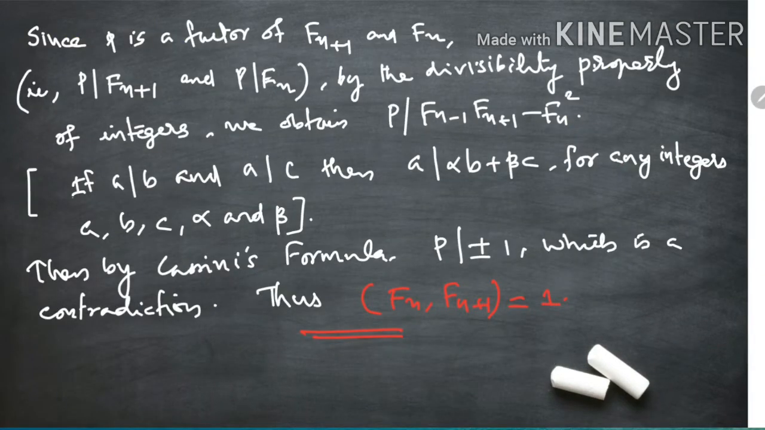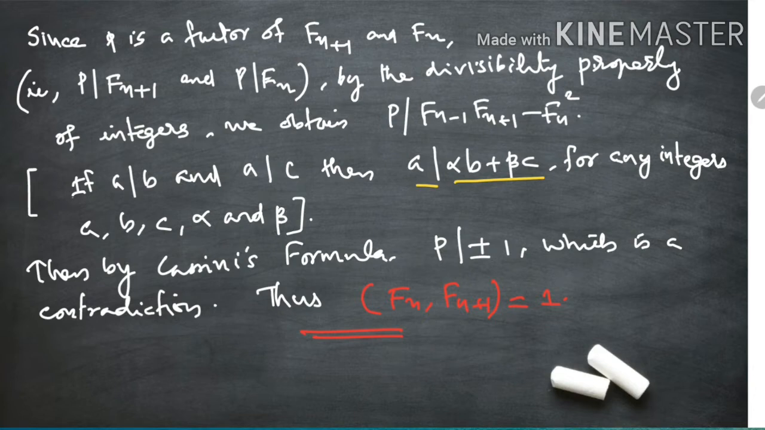Then we know that P is a common divisor of Fn and Fn plus 1. That means P divides Fn and P divides Fn plus 1. Then by the divisibility property of integers, we know that if A divides B and A divides C, then A divides any linear combination of B and C. That is, A divides alpha B plus beta C for any integers A, B, C, alpha and beta.